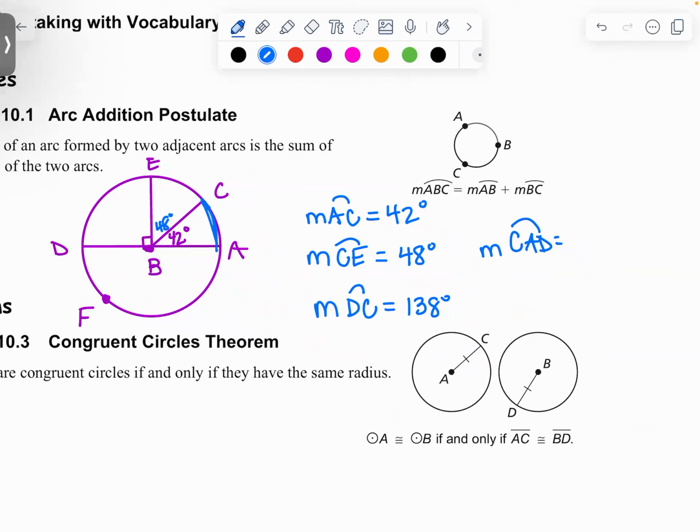So here's C, A, 242, you said? Yeah. Okay, let's talk about why we're saying 242. 222? That would make more sense. So we know, you might have said, I heard 242. Okay, so we know that DFA is a semicircle, right? There's 180 degrees. And then what do we add? 42. Okay.